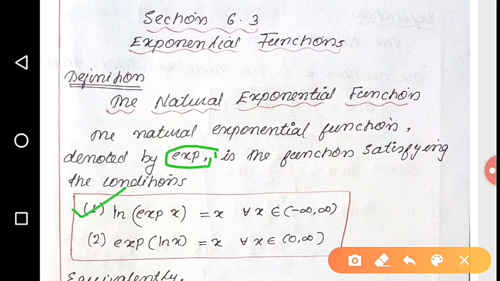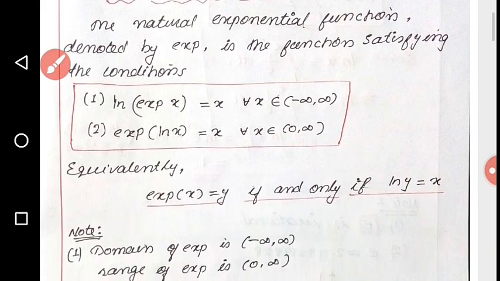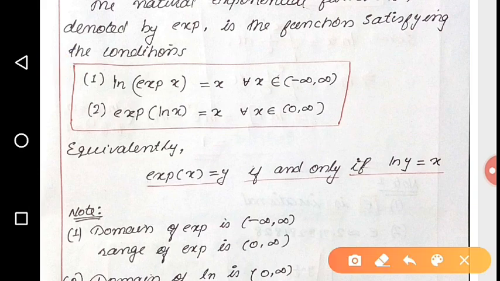First one is ln of exp x, which is equal to x for all x belonging to minus infinity to infinity, and the second is exp of ln x equal to x for all x belonging to 0 to infinity. We will prove that exp of x is nothing but e raised to x. Let us see that later. Equivalently, exp of x equal to y if and only if ln y is equal to x.